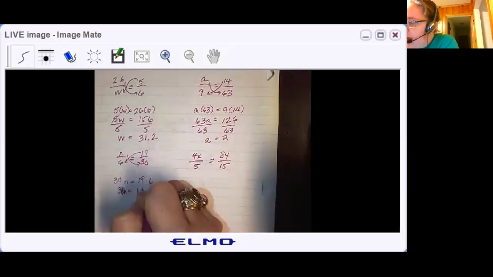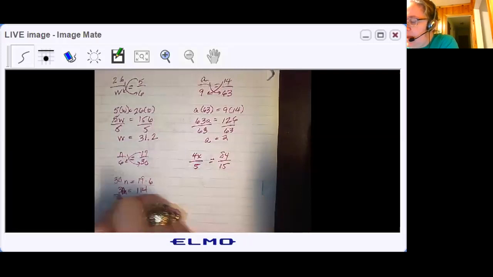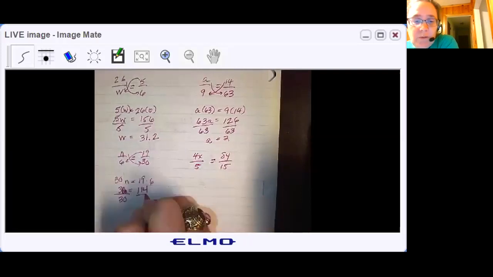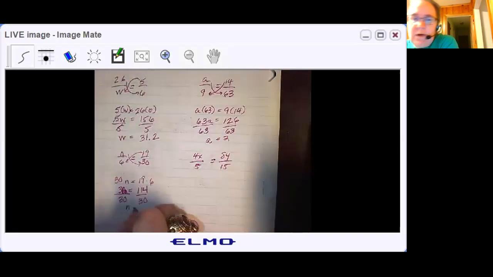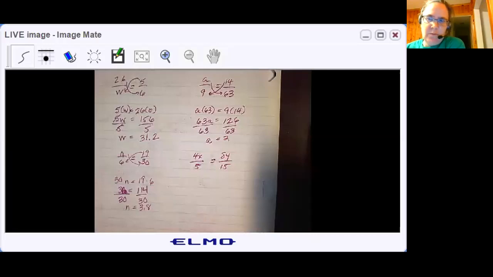Now I'm going to divide both sides by 30 because that's what's in front of the n, and I want the n by itself. And I get n equals 3.8. Now this is one I had to use my calculator with because the numbers are kind of big, and we don't want to get ourselves too frustrated with our math. So if the calculations get frustrating, pull out your calculator. Let's look at the other one.